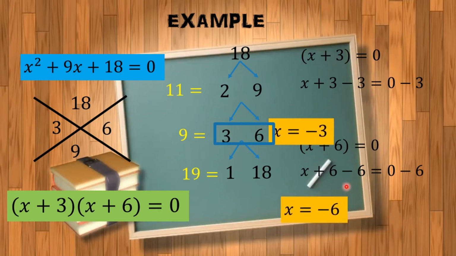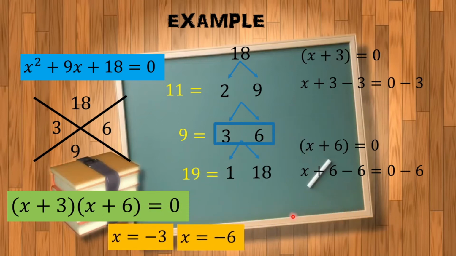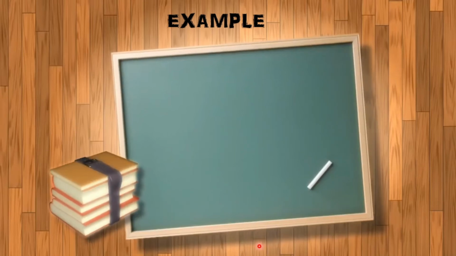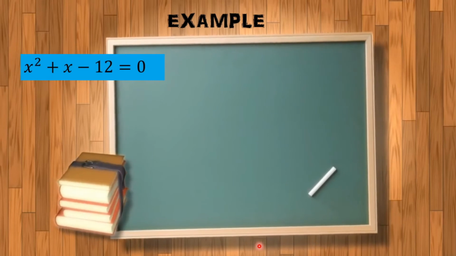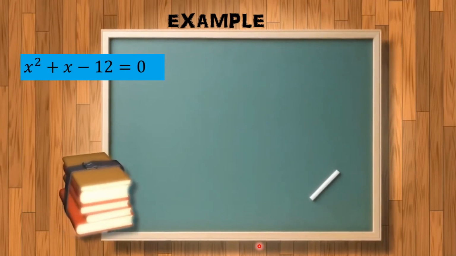And now we have the two roots. Those two roots are x equals negative 3 and x equals negative 6. So that's it, and let us try again to solve the third example.